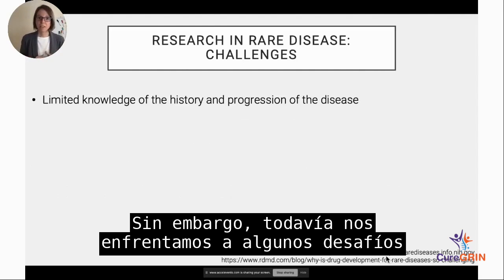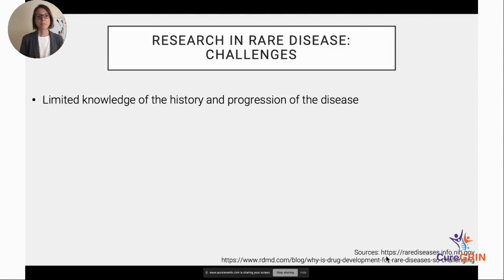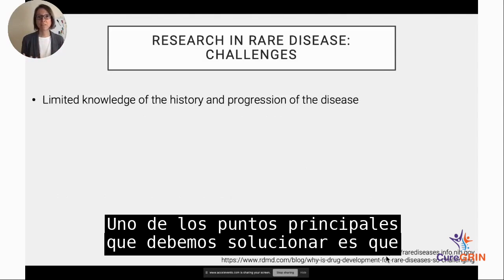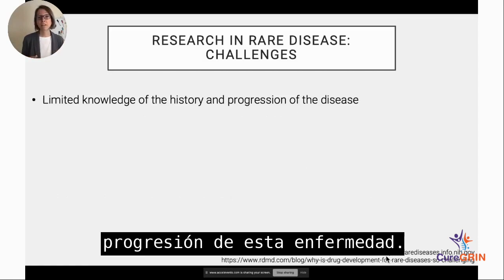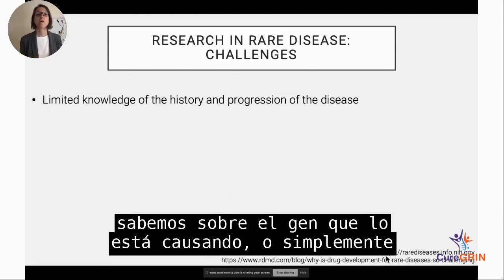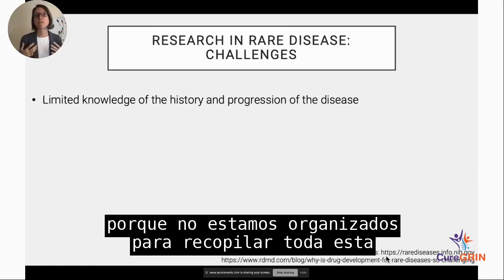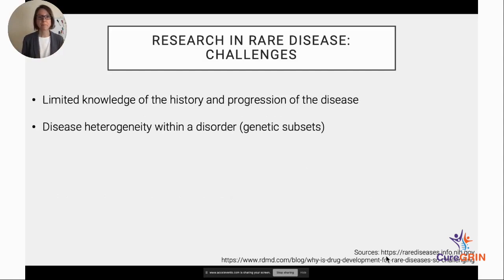However, we are still facing some challenges, and this is very inherent to what a rare disease is. One of the main points that we need to work around is that we do not have a lot of knowledge about the history and progression of the disease. This could be because we just discovered the gene that is causing it, or simply because we are not organized in order to gather all this history and progression of the rare disease.